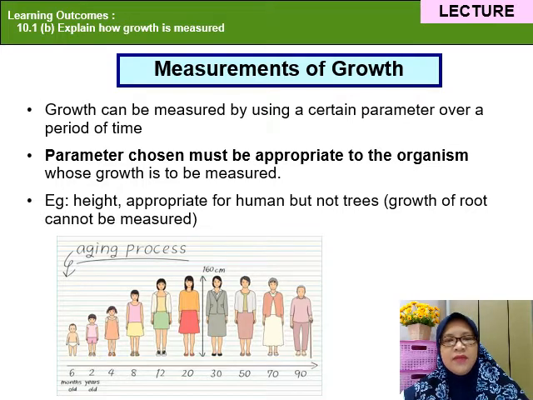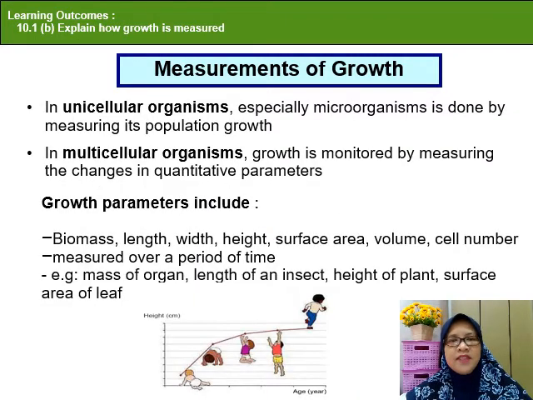Growth can be measured by using a certain parameter over a period of time, and the parameter chosen must be appropriate to the organism whose growth is to be measured. For example, height is appropriate for humans but not trees, whose root growth cannot be measured. Measurement of growth in unicellular organisms, especially microorganisms, is done by measuring population growth. For example, Paramecium grow or reproduce colonially via a process called binary fission.